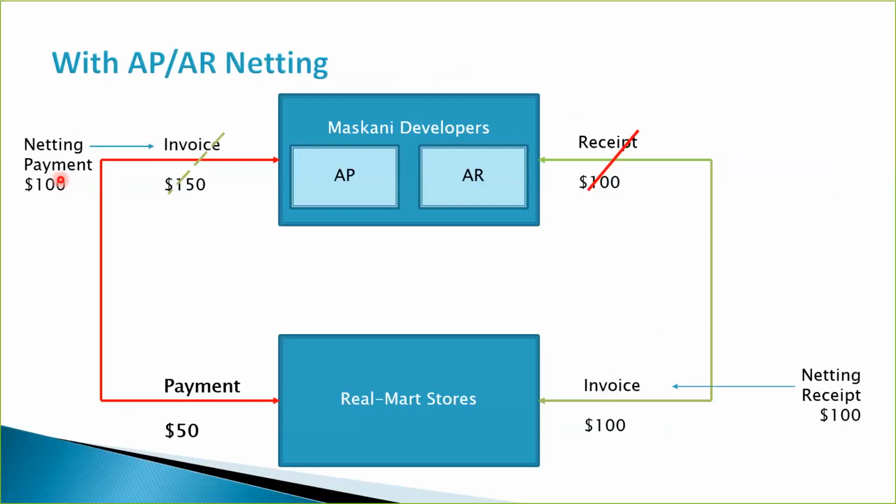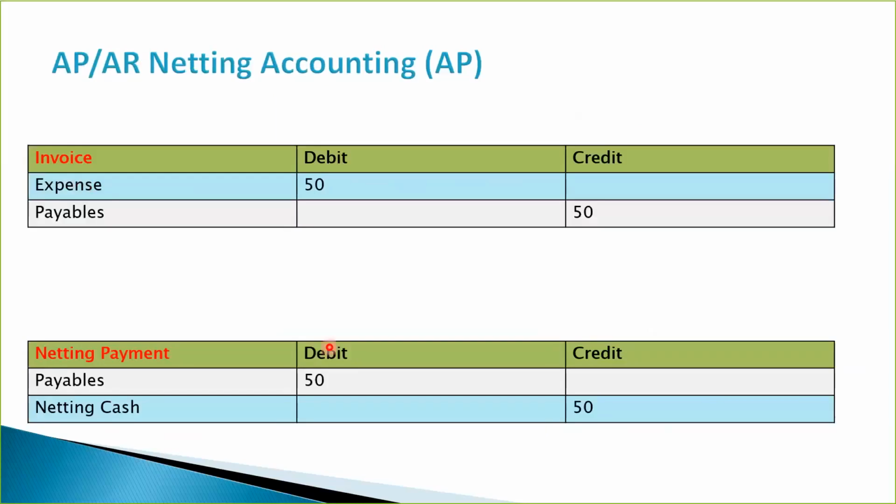So this part here, the netting payment, the accounting created for that will be we debit our payables just like for a normal payment, but we are crediting this dummy account called netting cash or the netting control account. So that's the accounting created from the AP side.